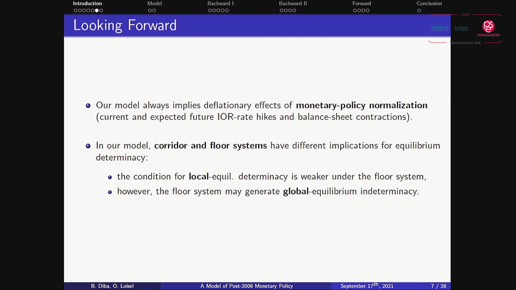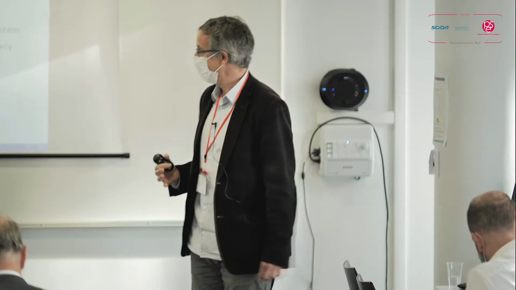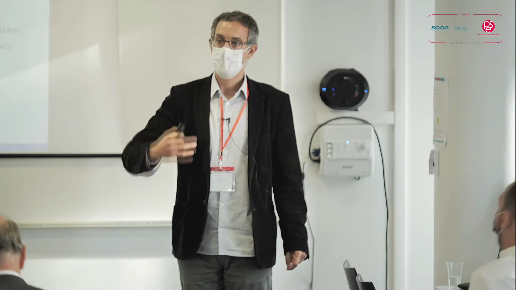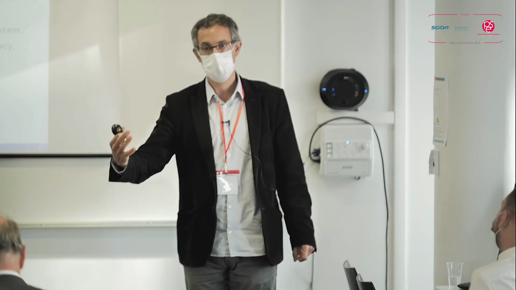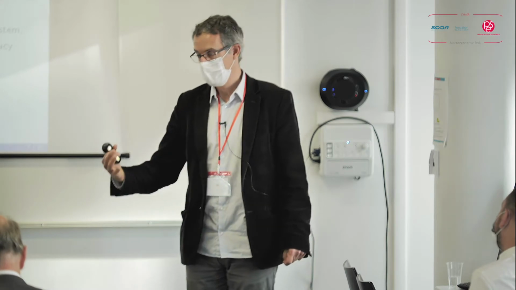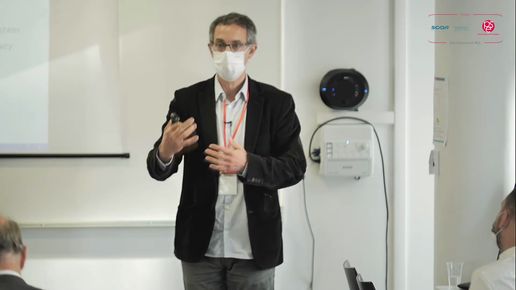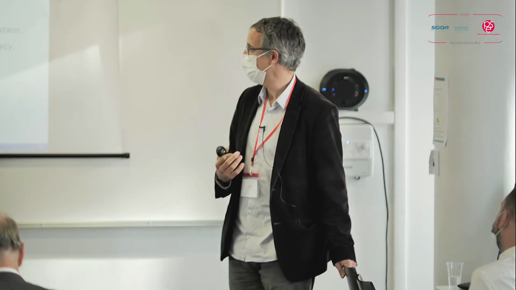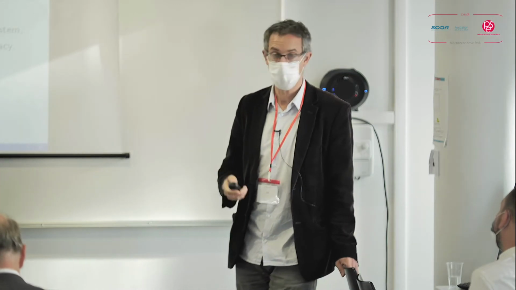And then moving to the operational framework, we show that the corridor and the floor systems have substantially different implications in terms of equilibrium determinacy, in the sense that the condition for local equilibrium determinacy is weaker under the floor system. Basically, you don't need to satisfy the Taylor principle to ensure local determinacy. But if you don't satisfy it, as we show, you may have global equilibrium indeterminacy under the floor system.